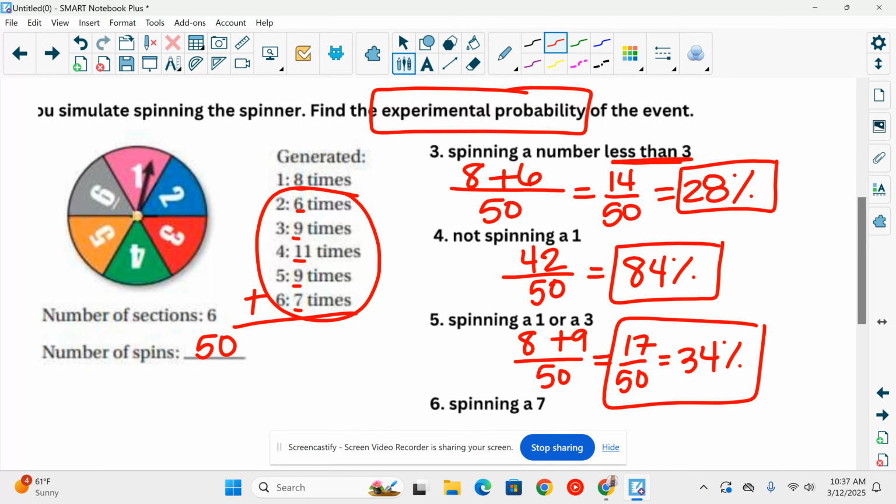Alright, spinning a 7. It's impossible because we don't even have 7 as an option. 0%. Its likelihood would be impossible. Not possible at all. Okay?